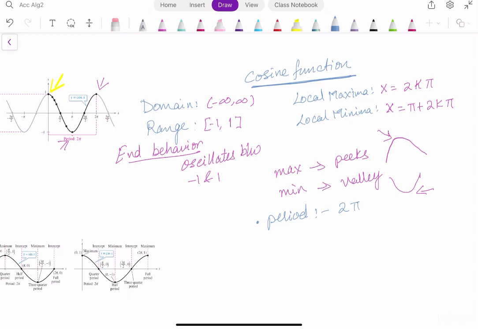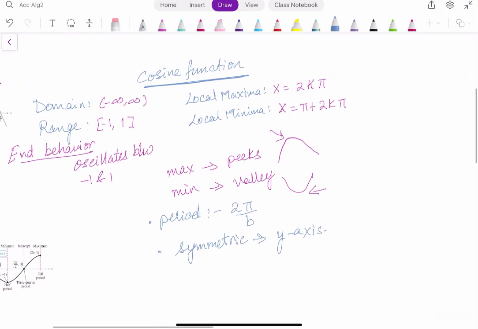So as I said earlier, sine and cosine, they have the same period. So 2 pi over b. B, I have already told you, b is nothing but the coefficient of x. And cosine function is symmetric to the y-axis. It has a symmetry with respect to the y.